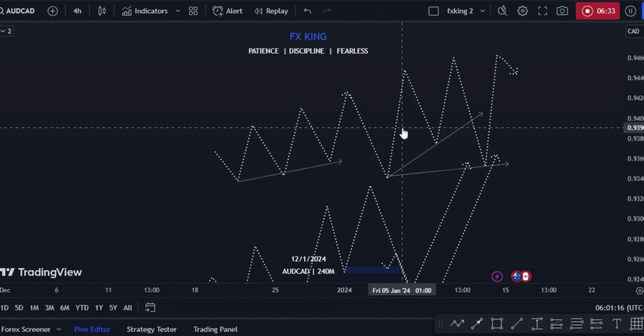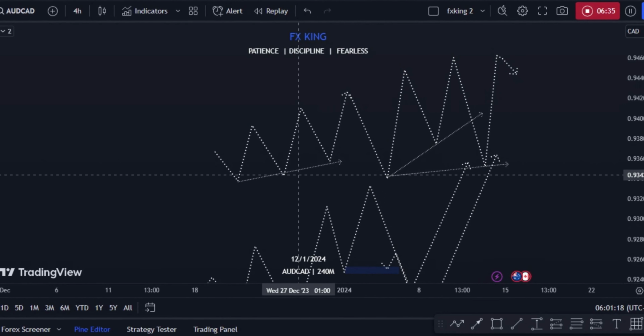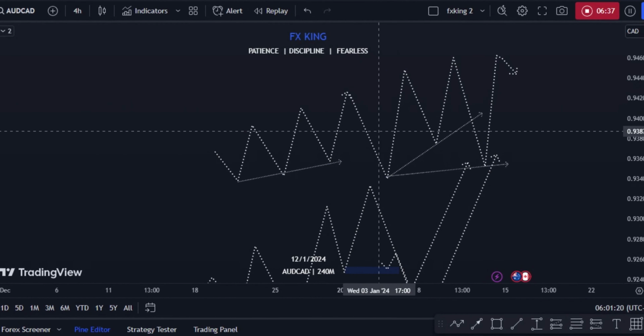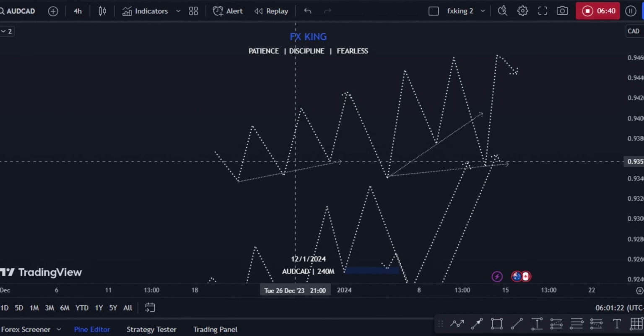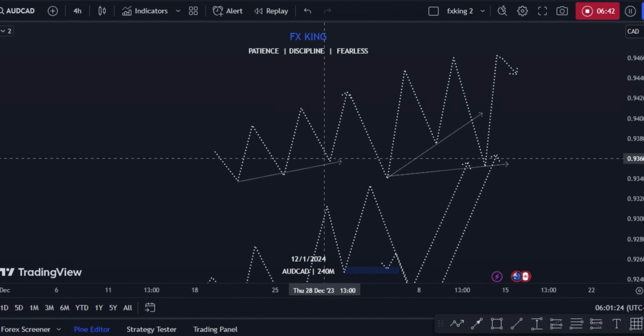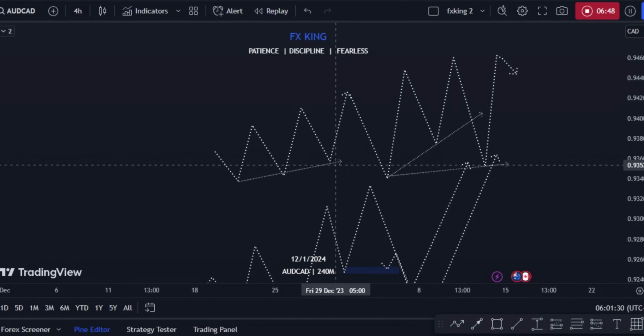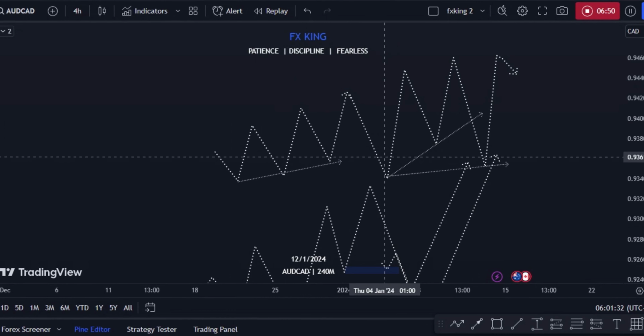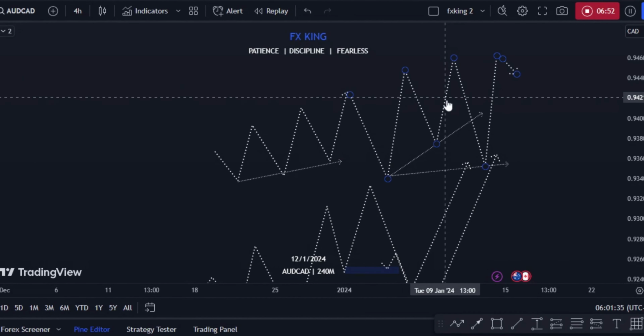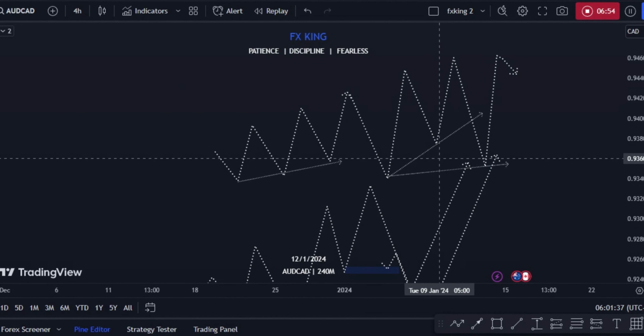Now, they don't understand the concept of inducement. Do you know why the market tapped below here and continued up? Because this was our level of inducement. There was no valid break of structure here. This is the level of inducement. So the market took out the inducement and continued. Same thing here. Market took out the inducement here and continued.